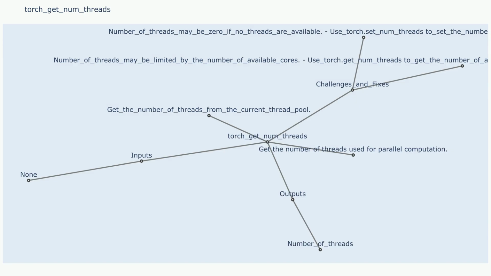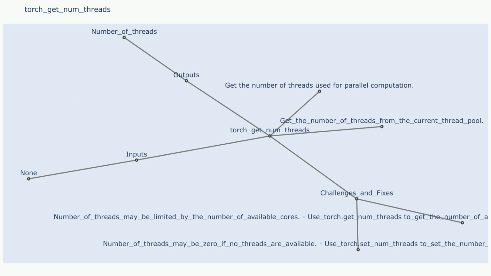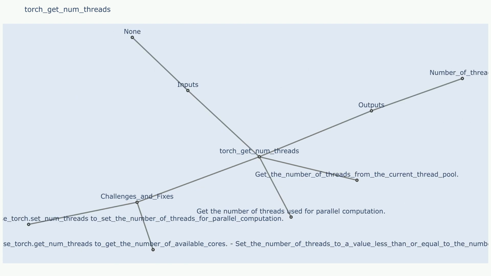torch.get_num_threads. Description: this function returns the number of threads used for parallel computation in PyTorch. This value is set by the torch.set_num_threads function or automatically determined by PyTorch based on system resources. Inputs. None. This function does not take any input arguments. Outputs. Number of threads: an integer representing the number of threads currently used for parallel computations within PyTorch.